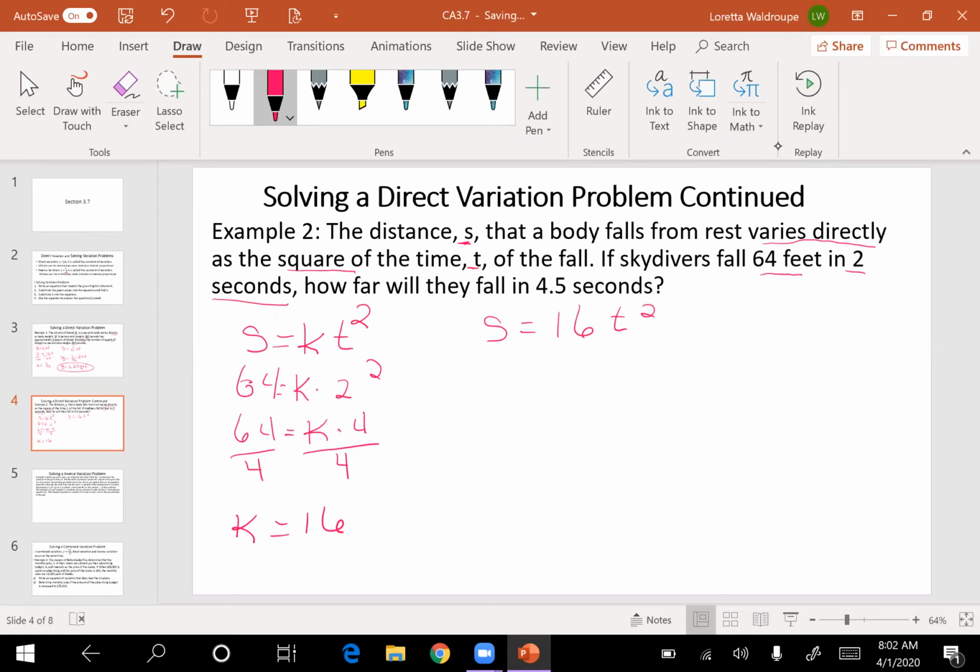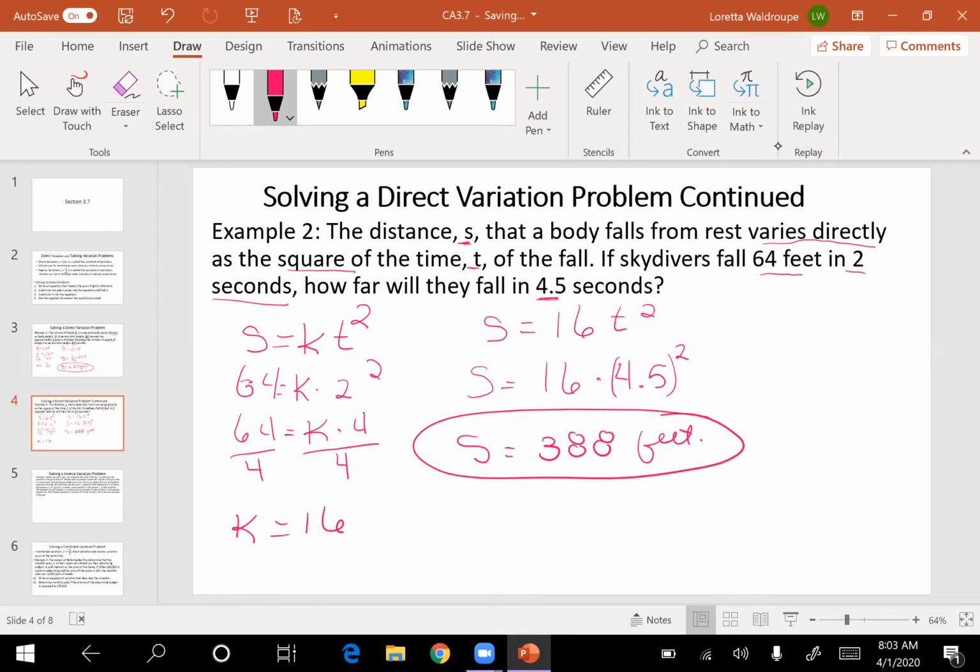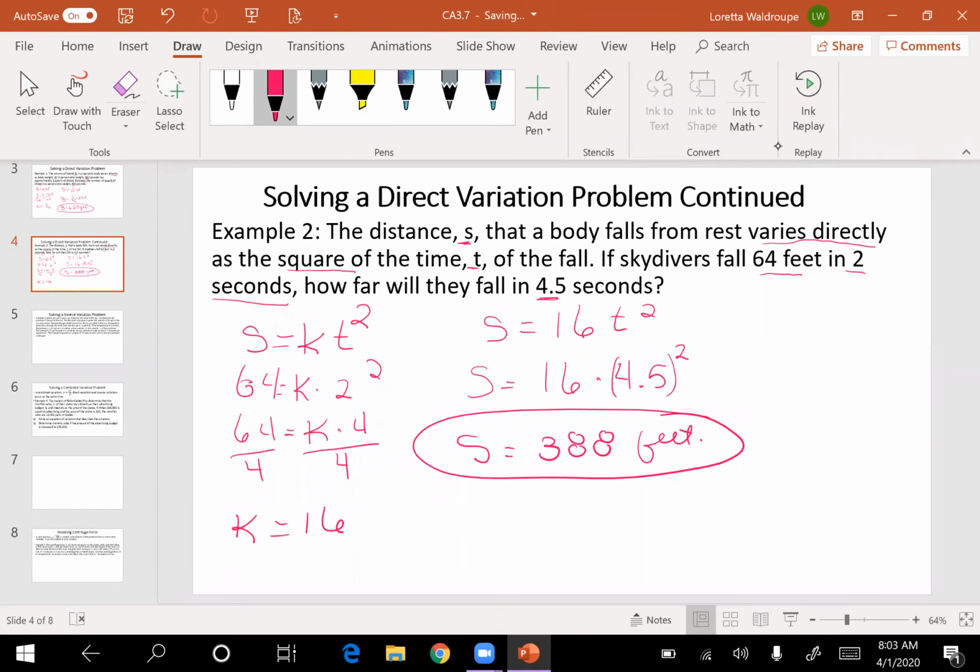So how far will they fall in 4.5 seconds? Remember, the time is your T. So what do I get if I do 16 times 4.5 squared? And that gives me 388 feet that they will fall in that 4.5 seconds.